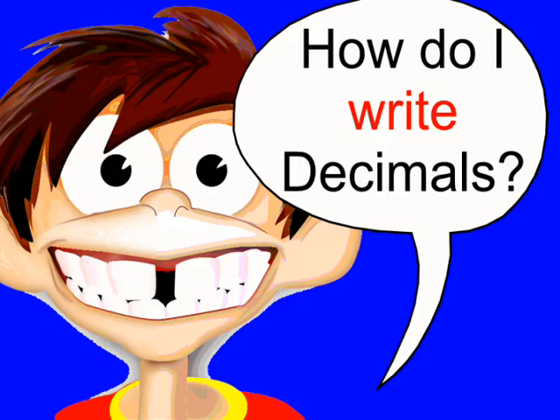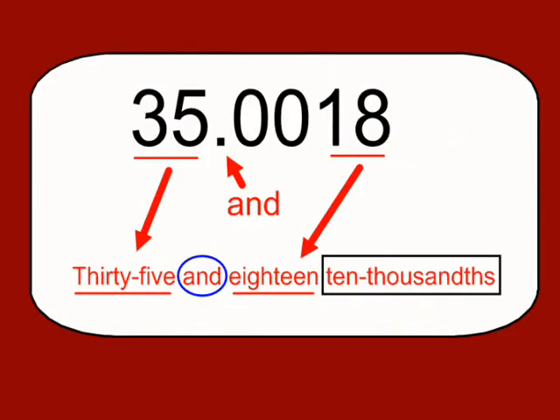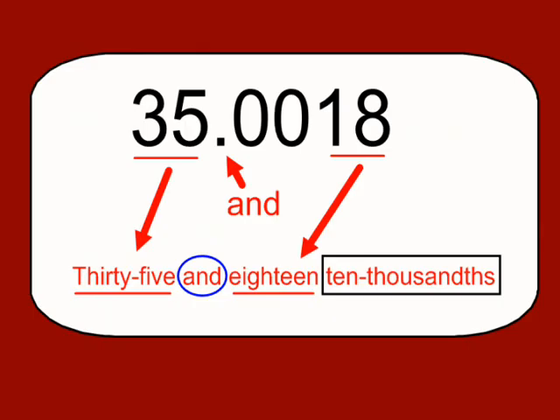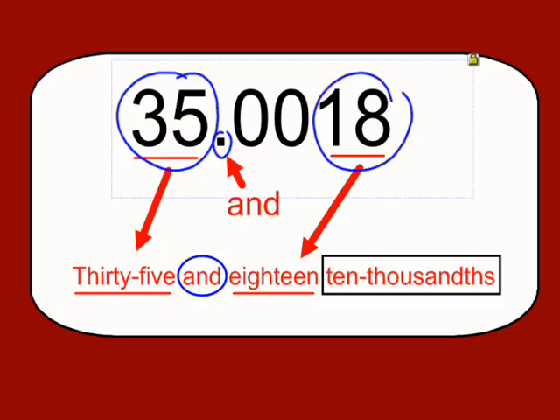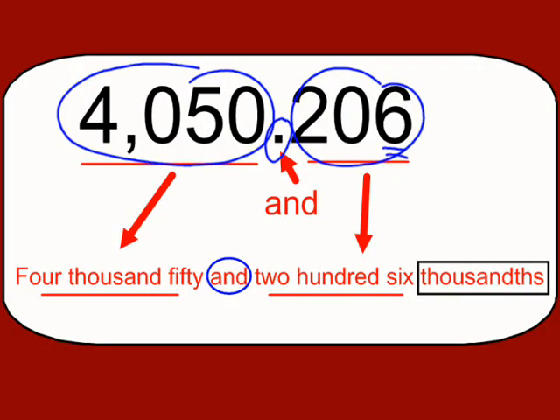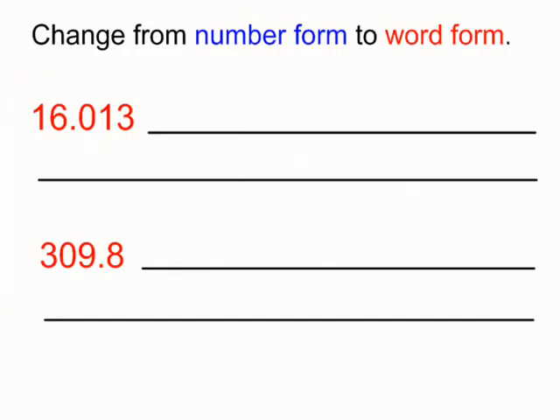Well, how do you write decimals? Well, it's actually pretty easy. So if you were writing this out in word form, this would be 35 and 18 10,000ths. This next example would be 4,050 and 206 thousandths. All right, let's just do 2 of these.